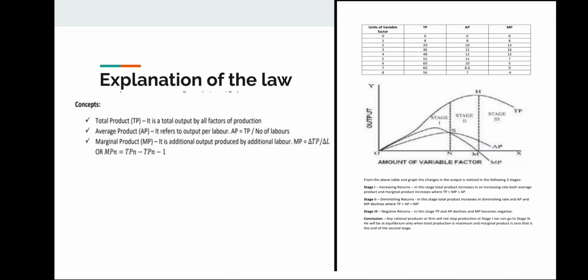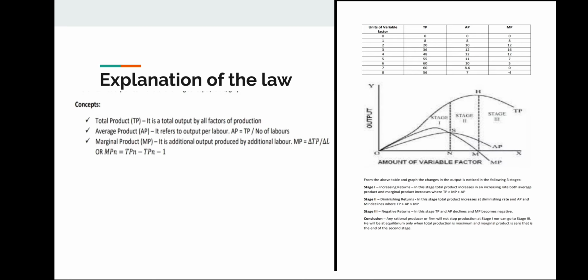Then coming to stage 2, it is called diminishing returns. In this stage, average product is maximum and continues up to the level where marginal productivity is 0, and it shows that TP is greater than AP, AP is greater than MP. So production is profitable only in the stage of diminishing returns, that is, in stage 2.